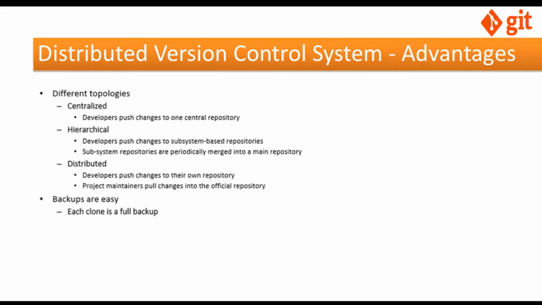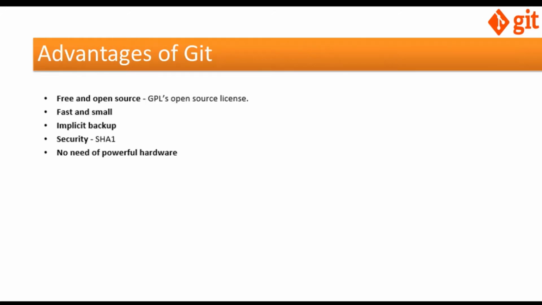If I take a backup as an individual, I can clone that repository into my system, check it out as master, and check in or check out into the respective repository, whatever you have in Bitbucket. The advantages of Git: it's free and open source, with a GPL open source license. It's fast, with small, implicit backups. It works on security with the SHA-1 model. There's no need for powerful hardware, and it's very lightweight.